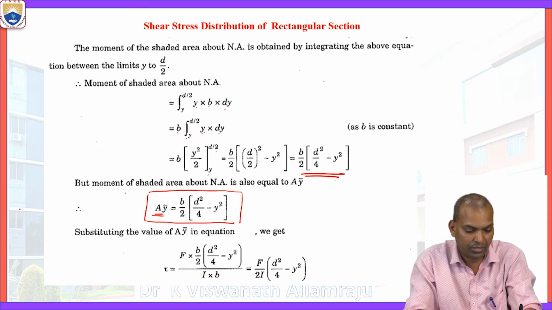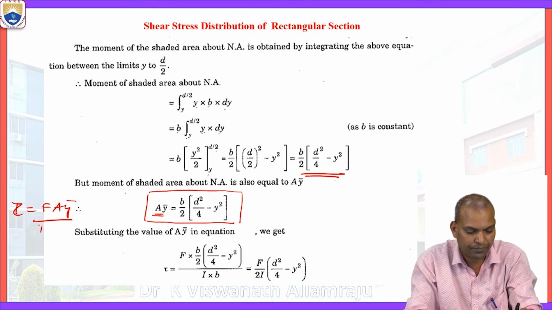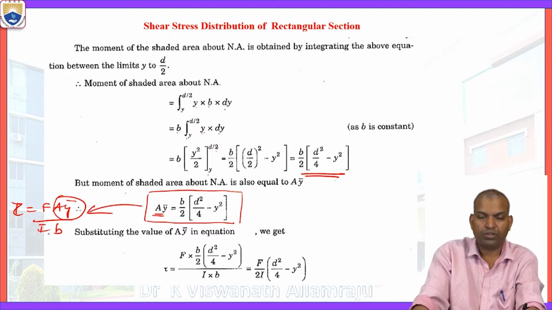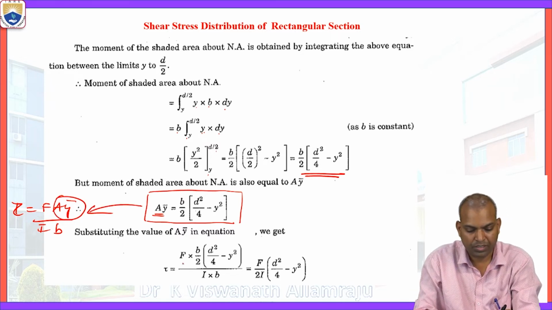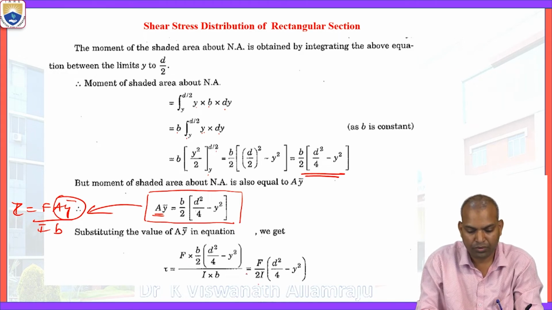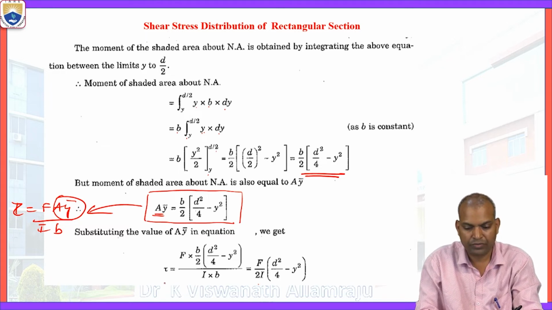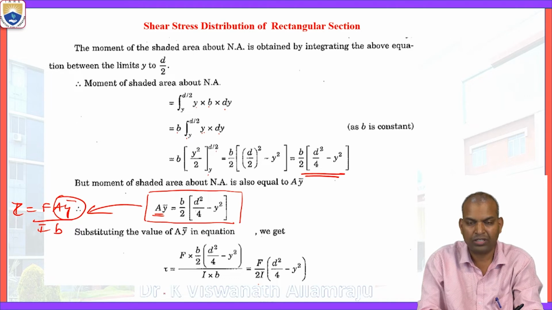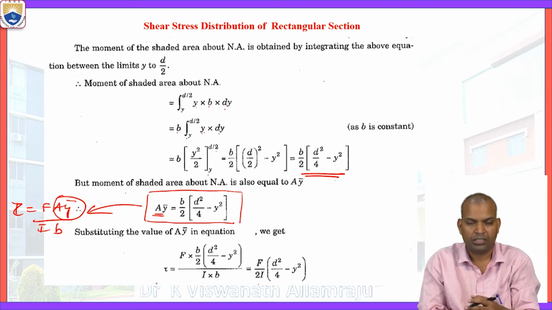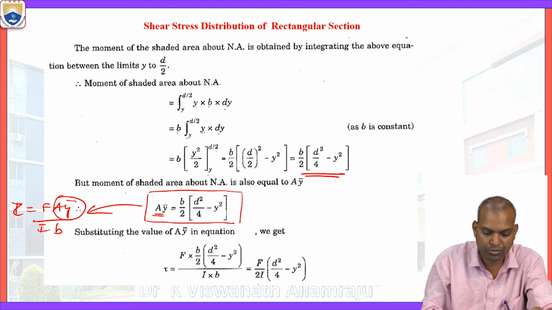We know the formula tau equals F A y bar by I b. Substitute A y bar into this, and after simplification it becomes F by 2A times d square by 4 minus y square. This is the generic equation which we got. This is another method of calculating the shear stress distribution. The generic formula for shear stress distribution is F by 2A times d square by 4 minus y square.